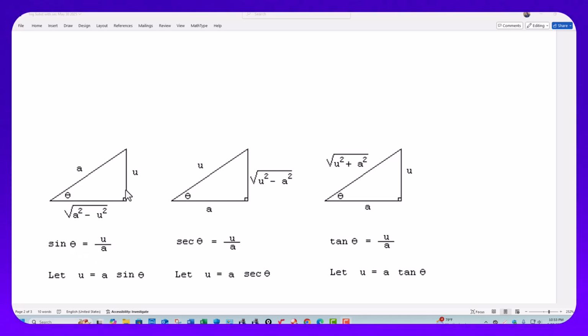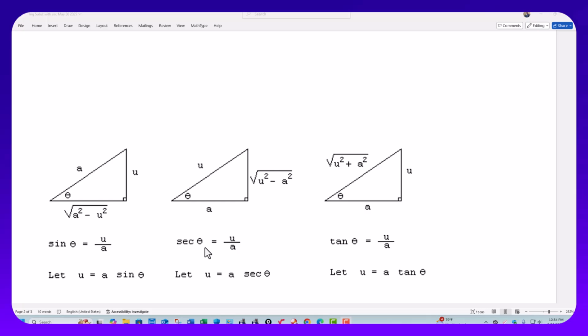So you draw yourself a right triangle. We'll name the acute angle here theta. And for sine, the triangle involving sine, sine of theta will equal the opposite over the hypotenuse. And using the Pythagorean theorem, you can put this triangle together. These will be the sides: a, u, and the square root of a squared minus u squared.